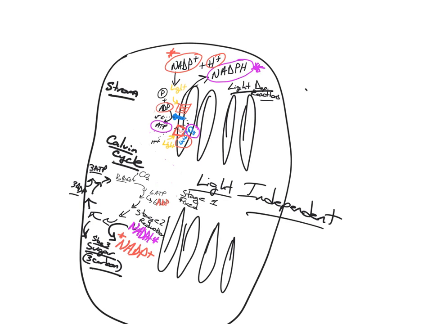So that being said, NADP plus cycles over to the light reactions, and the NADPH comes over to the Calvin cycle, bringing the electrons. ADP and phosphate go back to the light reactions, and ATP comes back over to the Calvin cycle. They share that, and they keep cycling.